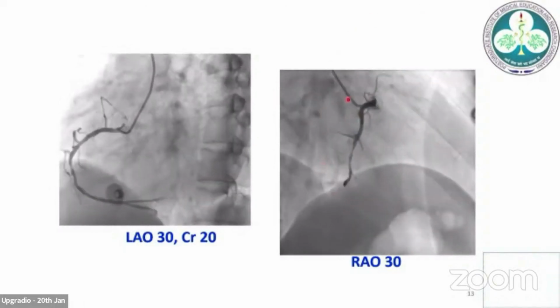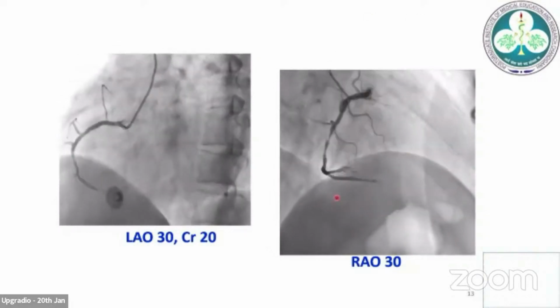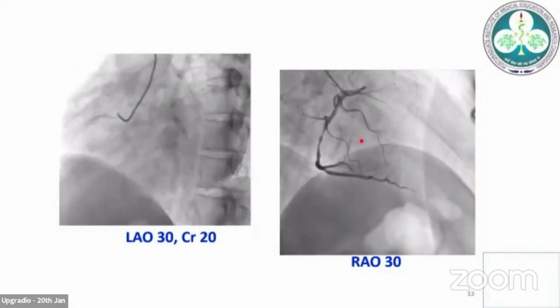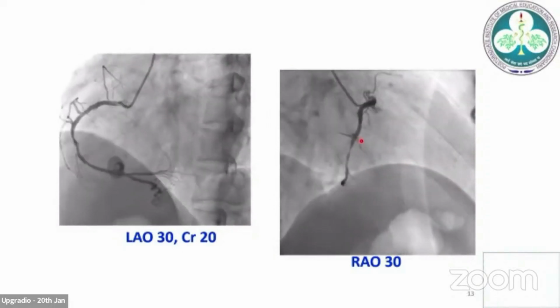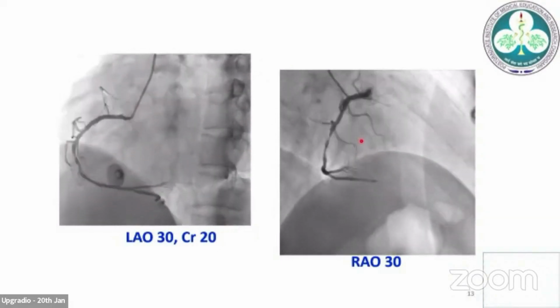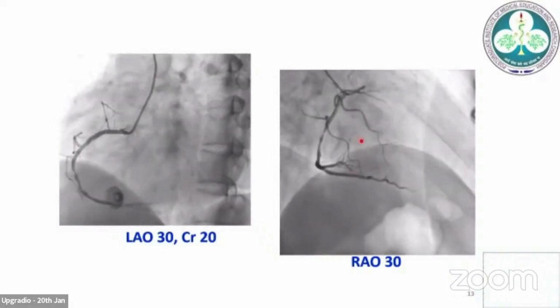RAO view is the one where you can very well appreciate the mid RCA. Sometimes in CTO intervention, when there is the RV branch, you are not sure whether you are in the RCA or it's the RV or the acute marginal branch. And this is the RAO view, which is going to be helpful to have an idea that, okay, you are in the RCA proper instead of the side branch.